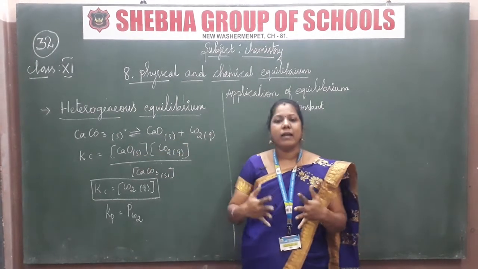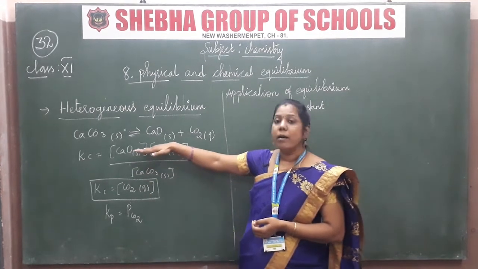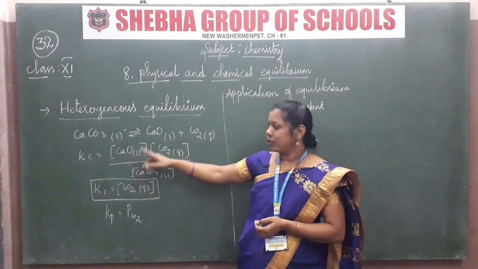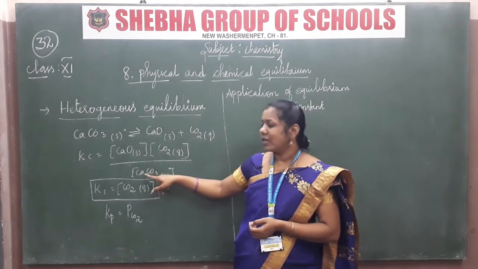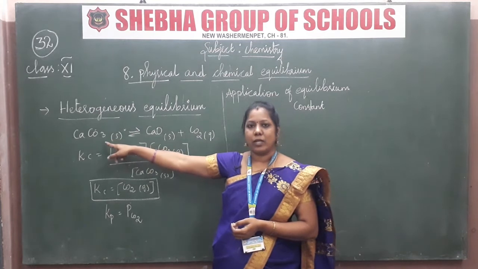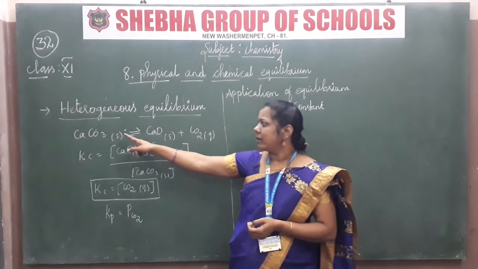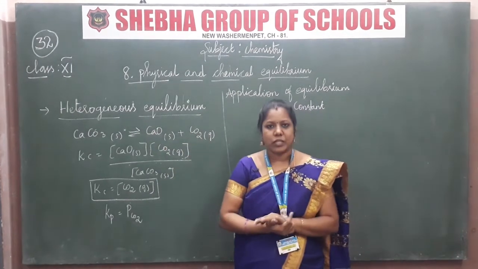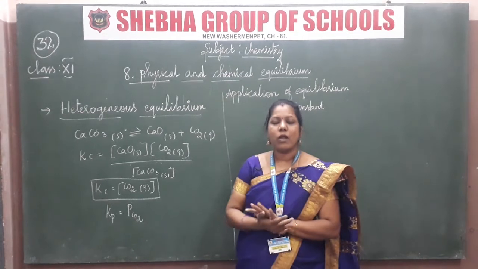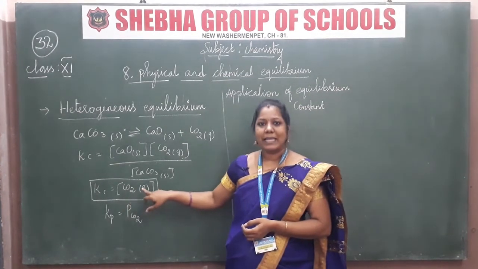So we can write the equilibrium constant formula as product by reactant. What is the product? CaO and CO2, divided by the reactant, CaCO3, calcium carbonate. You just notice that both CaO and CaCO3 are solids, and only CO2 is in the gaseous state. So I am going to consider the concentration of the gaseous CO2 as the constant.